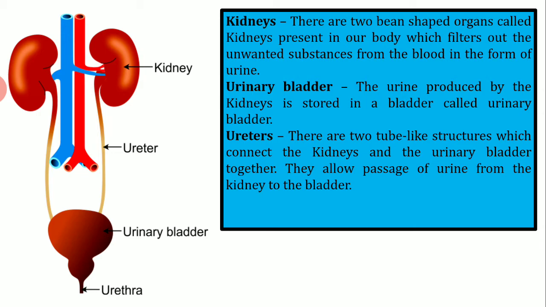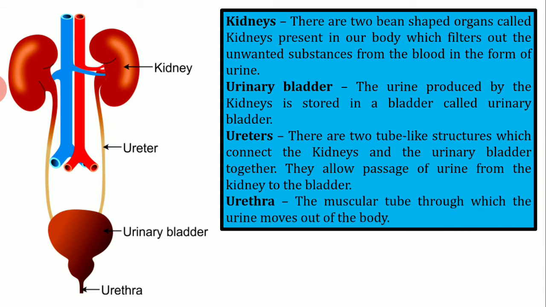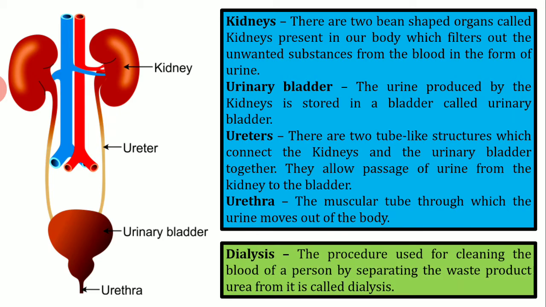What are ureters? Ureters are two tube-like structures which connect the kidneys and the urinary bladder together, and they allow the passage of the urine from the kidney to the bladder. What is urethra? The muscular tube through which the urine moves out of the body is known as urethra.